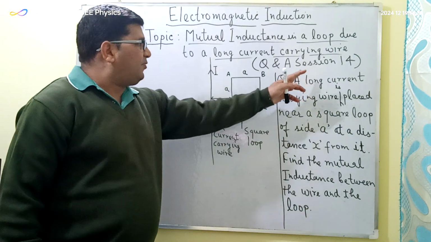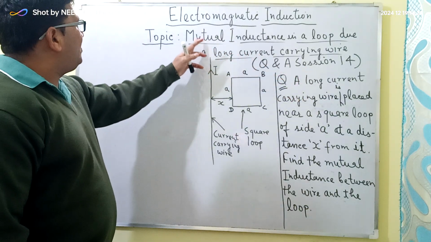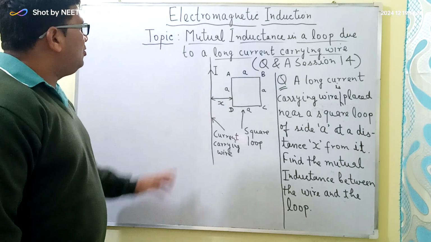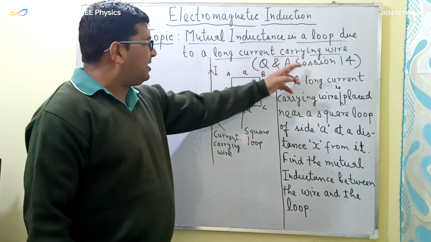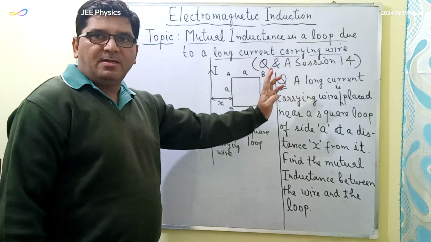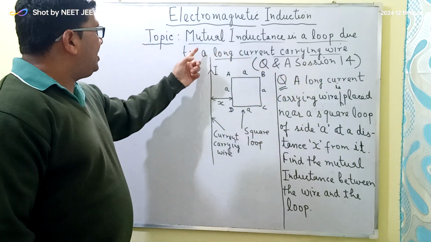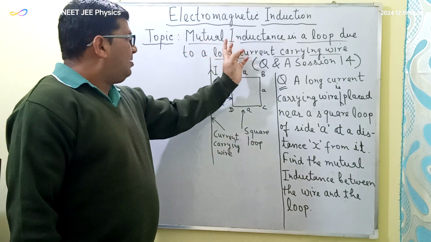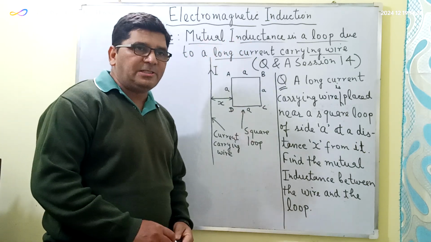Welcome to the Q&A session 14 from the playlist of electromagnetic induction. The topic is the mutual inductance in a loop due to a long current carrying wire. And this session is in continuation of the session number 12. In the session number 12, we have studied about the mutual inductance between a pair of two coils.